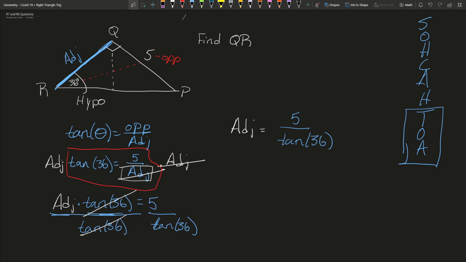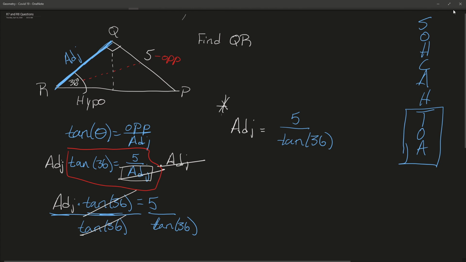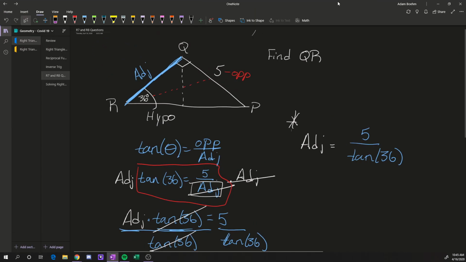Dealing with these types of fractions and these types of proportions is super important. So if we need to practice that, you need to let me know. But as soon as we get to this spot where we have the adjacent by itself, and that's equal to 5 over tangent of 36, that's when we go to our calculator. And yes, your answer is a decimal.